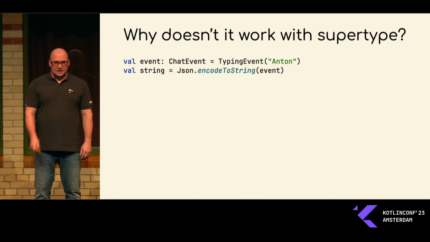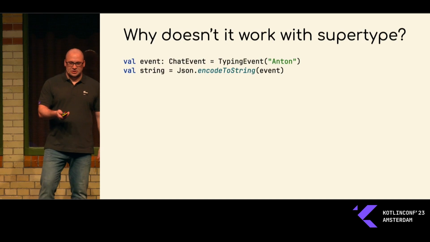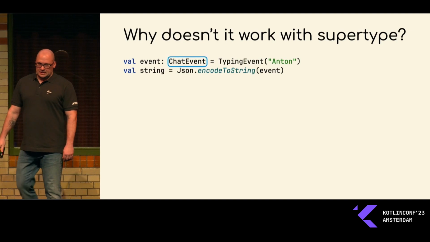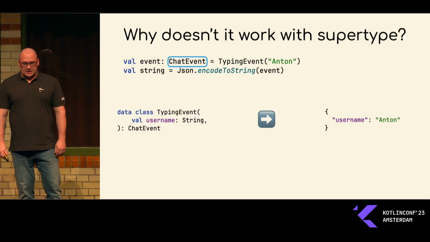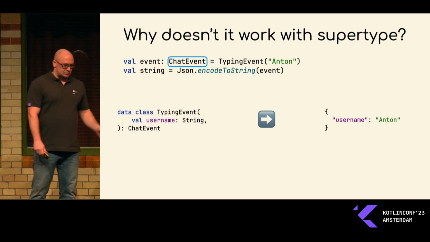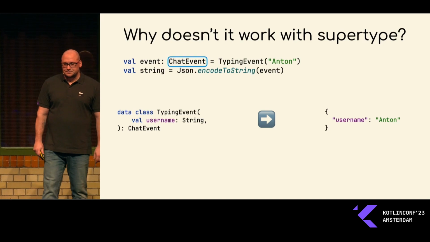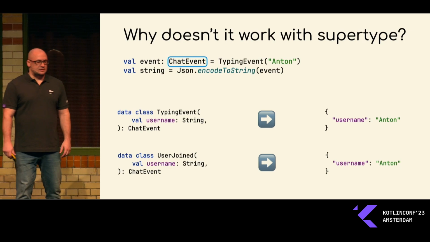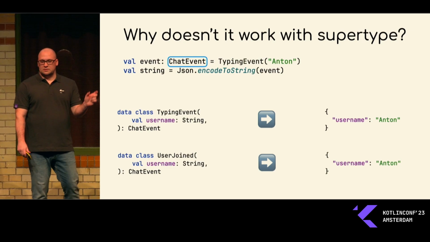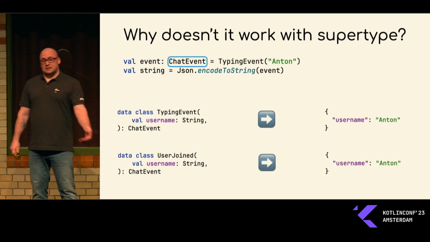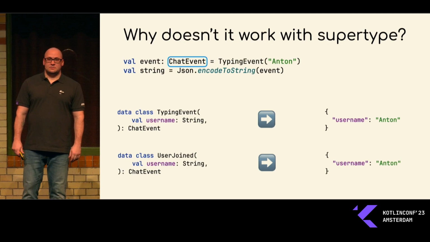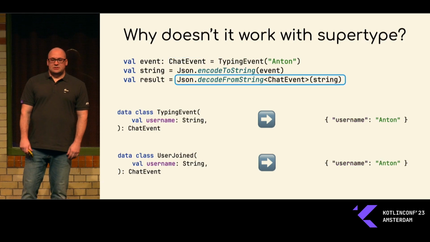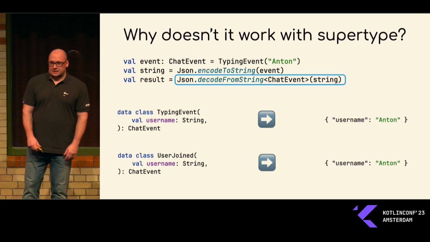So assume that we have a chat event that is a typing event, and we want to encode it as a string. It looks like this, right? We just assume that there is one value in this data class. What if we introduce another data class that has the same shape? It only has one value of the same type. Basically, they serialize to the same format, right? The same string.